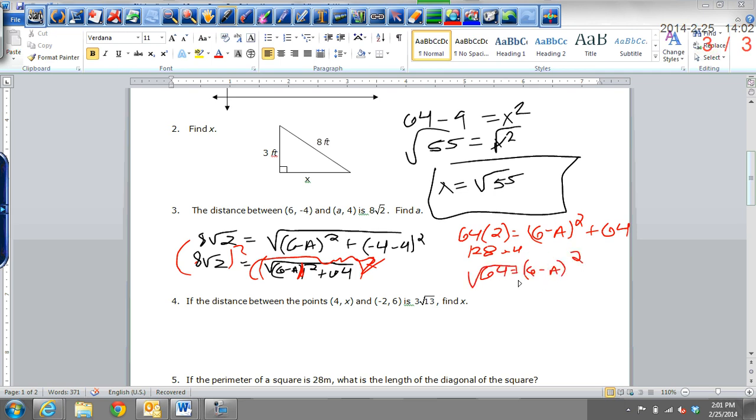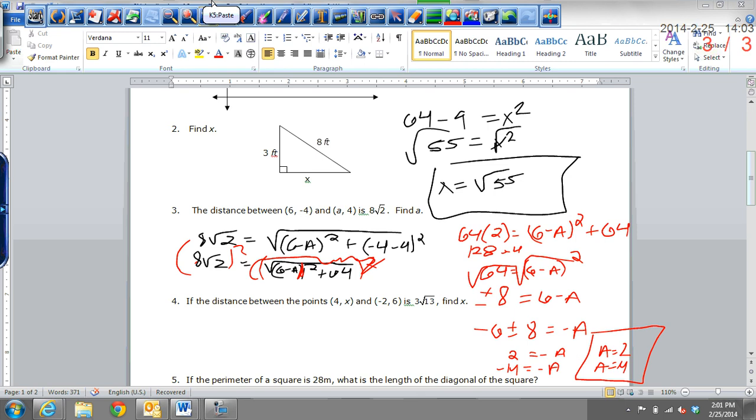Then I square root both sides, and I get 8. And remember, when you take the square root of something, you get plus or minus 8 equals 6 minus a. All right, so then I'm almost there. Subtract 6. So I get negative 6 plus or minus 8 equals negative a. And then the last thing is I don't want negative a, so I'm just going to change the sign. So negative 6 plus 8 is 2, and that's negative a. Negative 6 minus 8, that's negative 14, and that's negative a. But remember, I don't want negatives, so my answers are going to be 2 and 14. Okay, that was a tough problem.